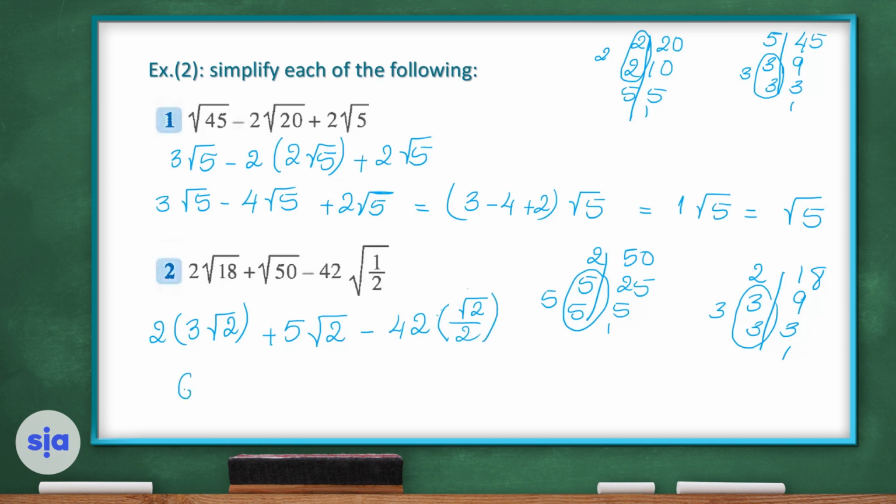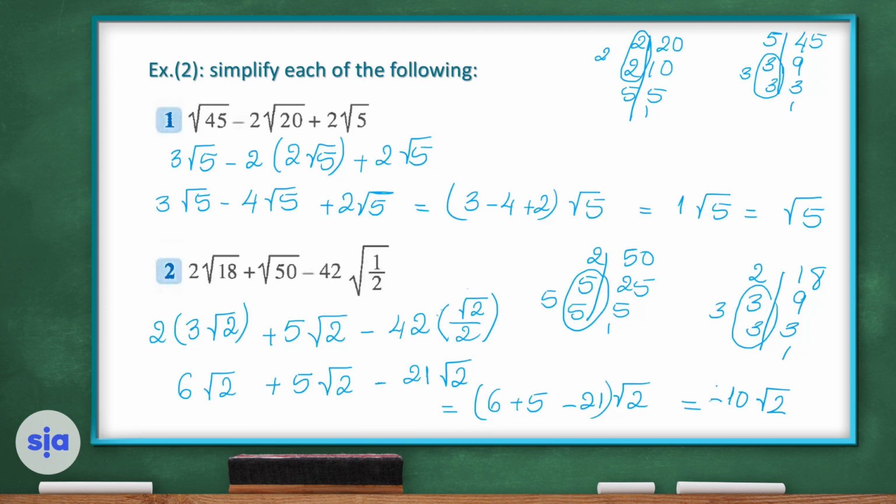Then this one will be 6 root 2 plus 5 root 2 minus 21 root 2. To combine the like terms together, 6 plus 5 minus 21, all having square root of 2 next to them. Then the final answer here is negative 10 square root of 2.